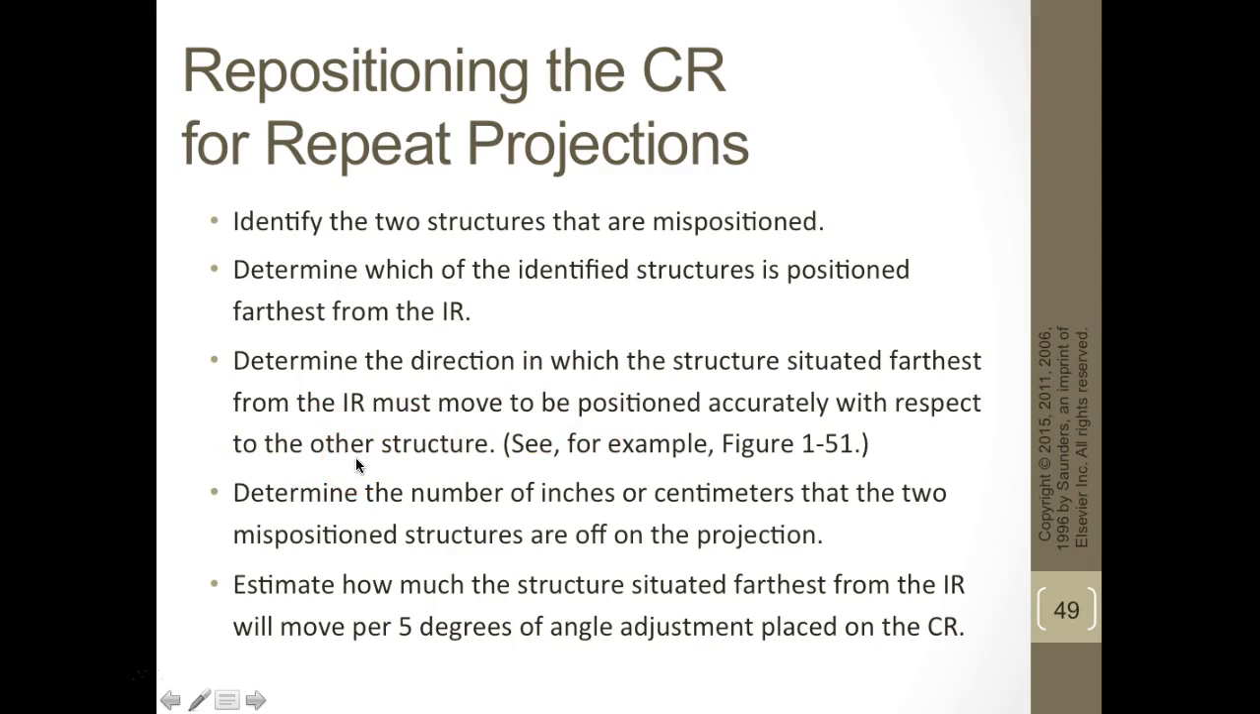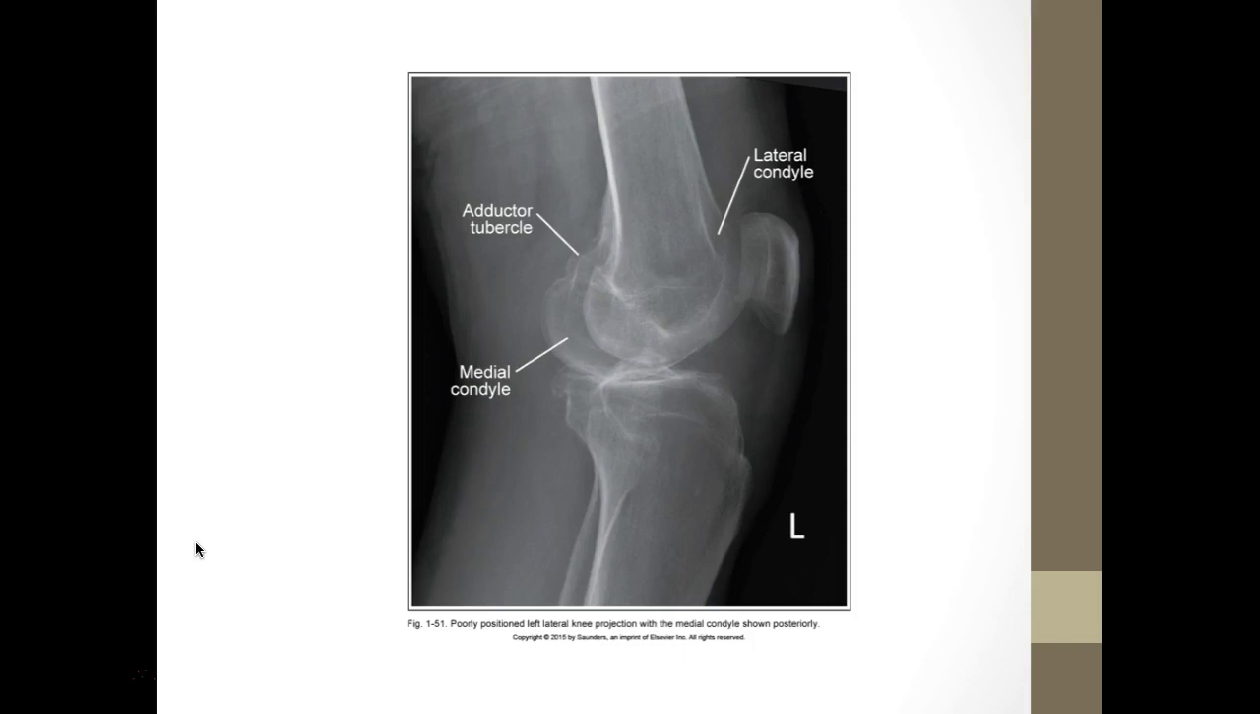So if you look at page 151 in your book, you can see how it changes here. Determine the number of inches or centimeters that the two mispositioned structures are off in the projection. Then estimate how much the structure situated furthest from the IR will move per 5 degrees of angle adjustment placed on the CR. When you're looking at a knee, here we have the medial condyle.